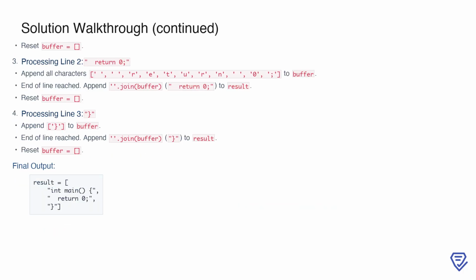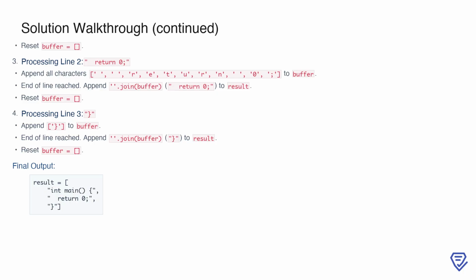After completing the first line, the buffer is reset to prepare for the next line. Processing the second line, we append all the characters to the buffer, as there are no comments to handle in this line. Once we reach the end of the line, the buffer is converted into a string and added to the result, which now includes the second line, return 0. Again, we reset the buffer.